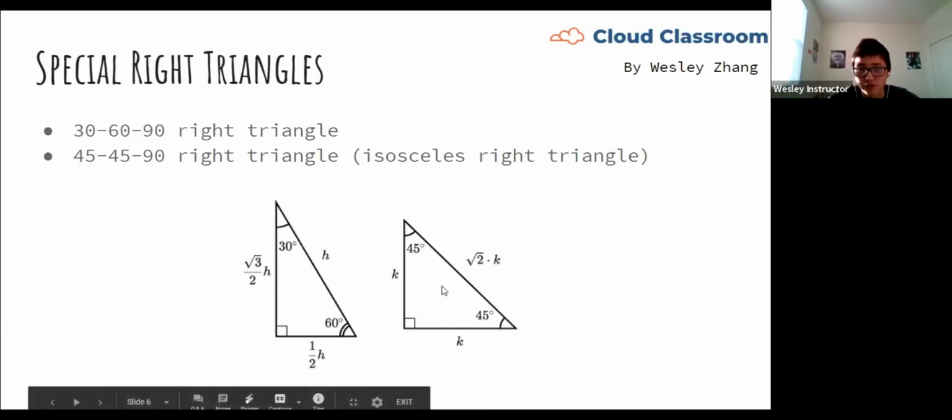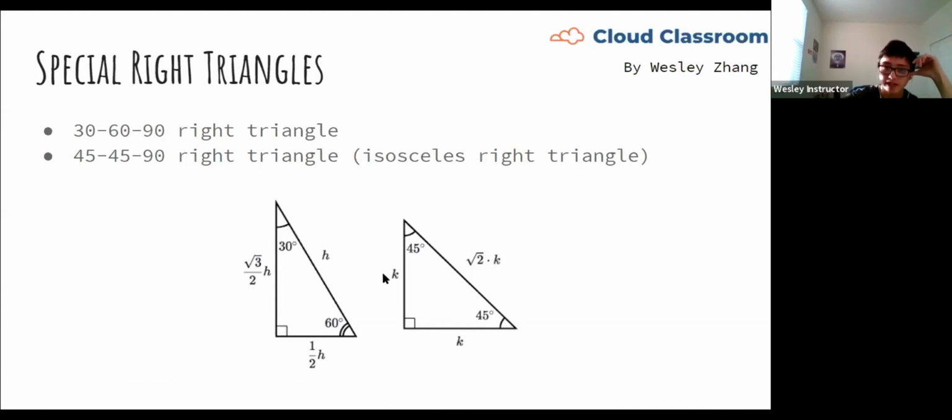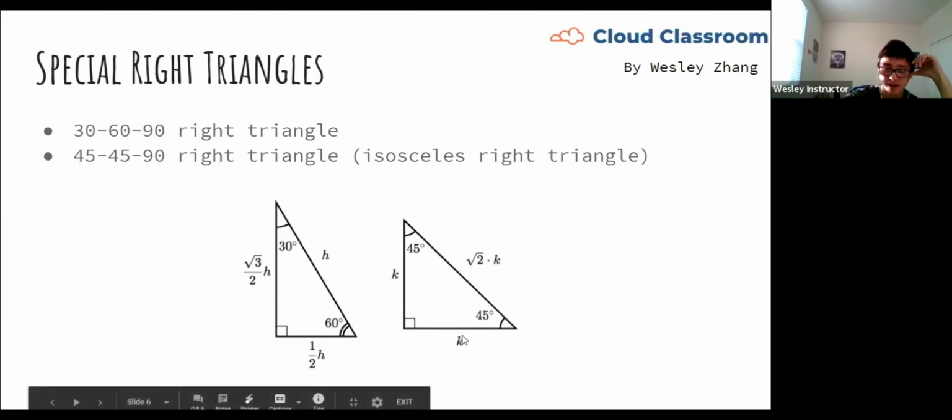And here's a pattern for the 45, 45, 90. So the two legs are the same length because the opposite angles are the same, 45 degrees, 45 degrees. And that means the hypotenuse is root 2 times k. So let's say this side is 5. That means the other leg is 5. And this side, the hypotenuse, is 5 root 2. And that works for however big or small the triangle is.